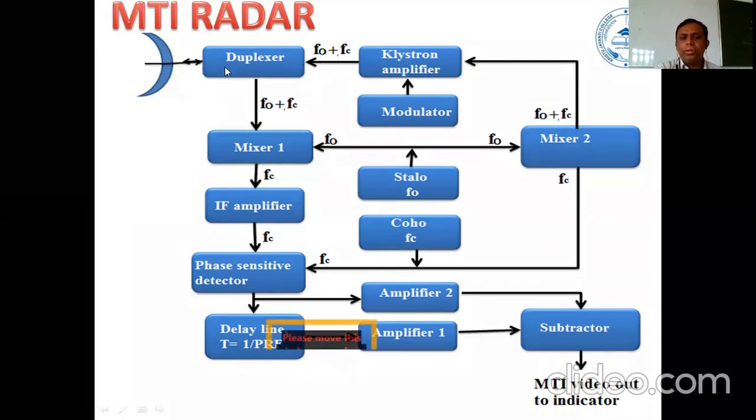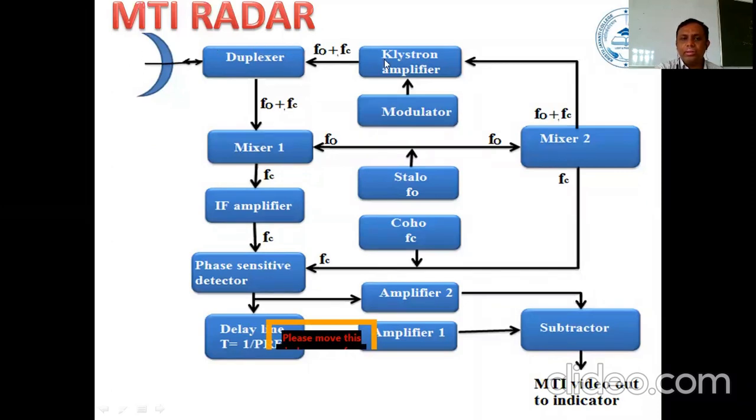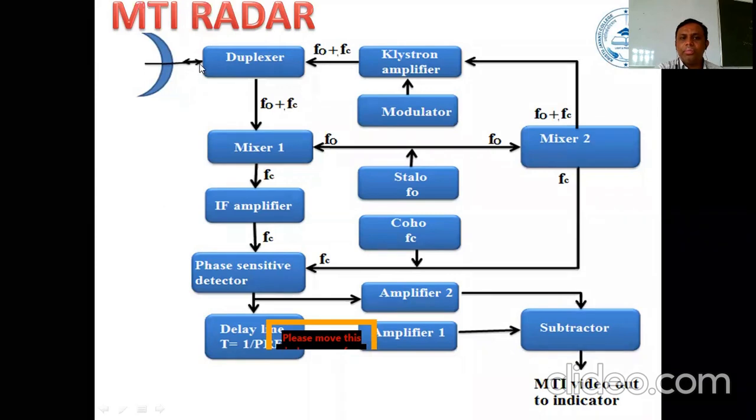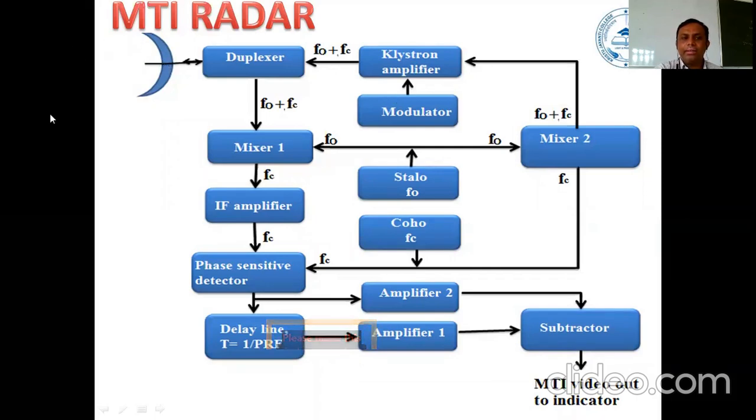The duplexer, we all know, is a bidirectional switch which decides whether the antenna is connected to the transmitter or to the receiver. At the beginning of the operation, the duplexer connects the antenna to the transmitter. The signals we have produced come to the antenna and are radiated into space. The transmitted signal is F0 plus Fc. If no object is identified, these signals never return. If there is an object, these signals will come back.